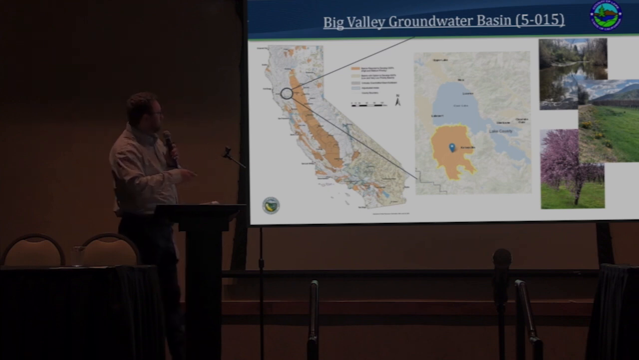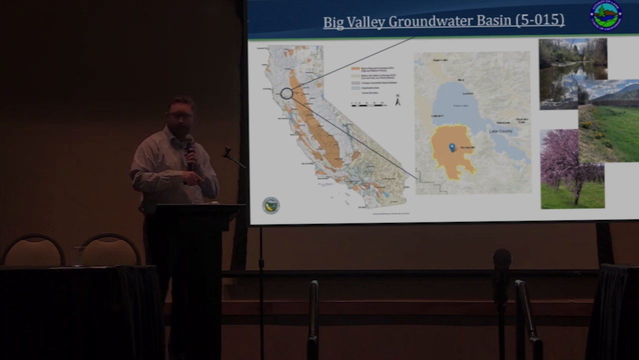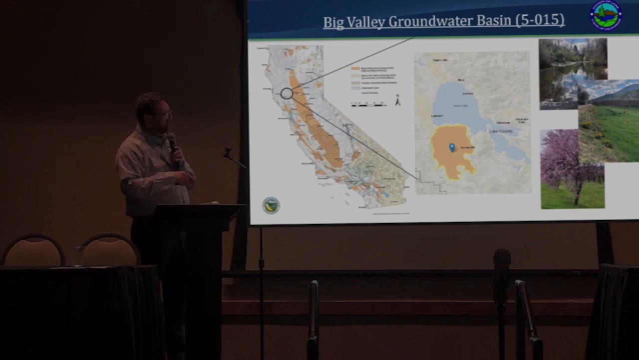So for those of you that don't know, the Big Valley Basin lies south of Clear Lake and includes Kelsey Creek and Adobe Creek, which both drain into Clear Lake. This is a source of water for the community of Kelseyville, as well as much of the agriculture in the county. This is the largest agricultural area in the county, and the basin is considered to be 6 miles wide and 8 miles long.